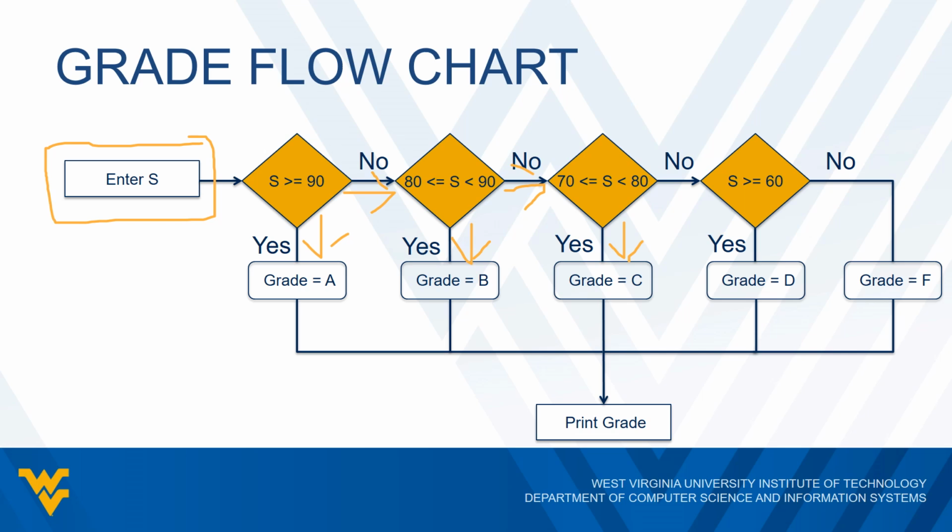Now, if this is not true, then we need to move over again, and we need to check to see if S is greater than or equal to 60. If that's true, then we will move down here, set our grade to D, and then print the grade. Now, if this is not true, we don't need to ask ourselves if S is less than 60. If S is not greater than or equal to 60, then we know it's less than 60. So we will just move in this direction, set our grade to F, and then print F.